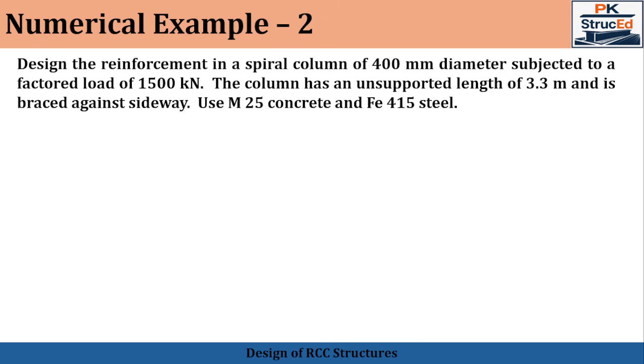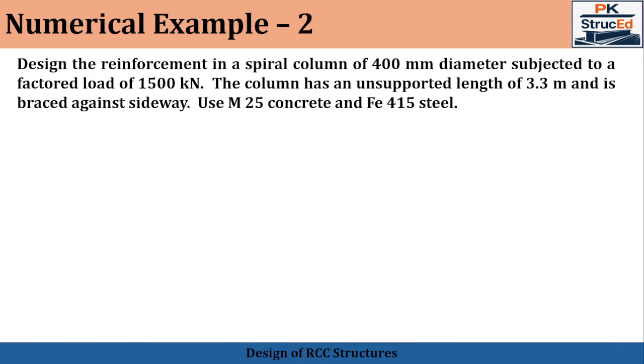Now, moving on with the second example, wherein a circular column has been provided, and we are supposed to design a spiral reinforcement. The given data are a circular column of 400 mm diameter, which has been subjected to a factored axial load of 1500 kilonewton. The unsupported length is given as 3.3 meter. The column is braced against side sway, and the concrete is M25 and the steel is Fe415.